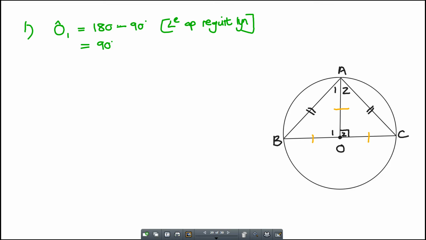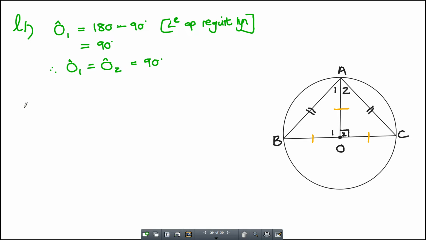Alright, so therefore O1 is equal to O2. Hulle is albei 90 grade. Goed. Dit lyk nou snaaks, ek nou so, L1.